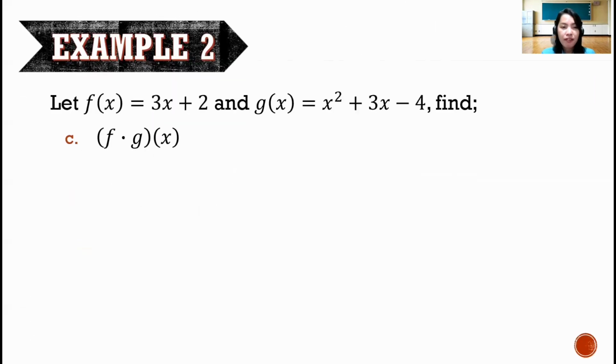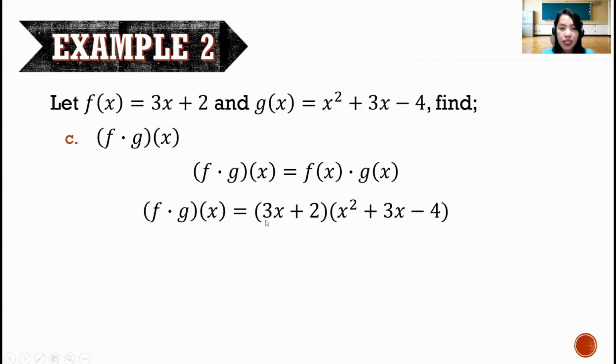For letter C, we have f times g of x. From the definition, that is equal to f of x times g of x. Evaluate the given functions. So 3x plus 2, or the quantity 3x plus 2 times the quantity x squared plus 3x minus 4. So isa-isahin mong i-multiply yung first term dun sa mga term sa second function. And yung second term naman sa mga term sa second function.